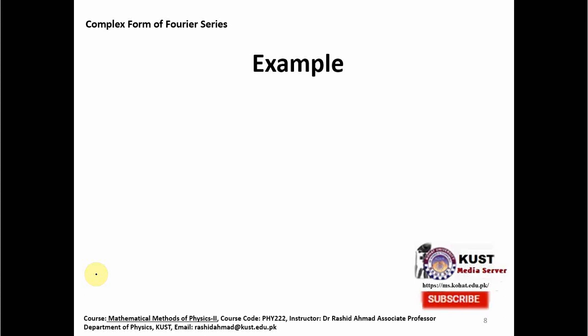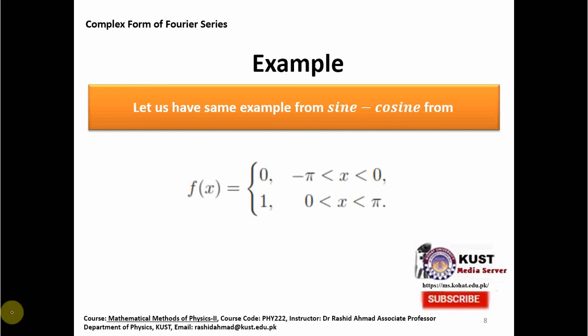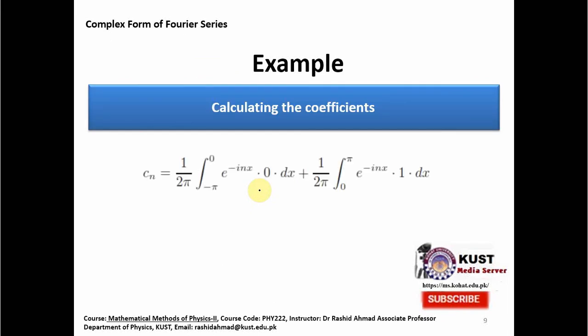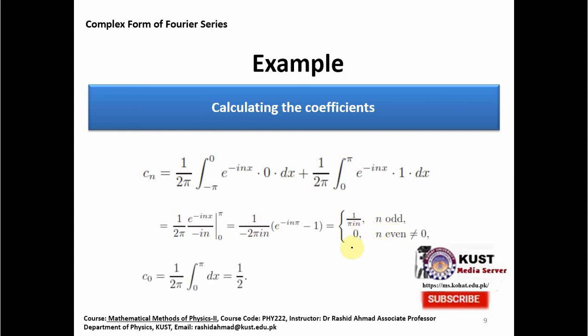So let's check. This is the function we are using, this is the example, and this is the interval. The expansion was in the sine cosine form, but now since we want the coefficients in the exponential form, we need to calculate them. For example, cn: if we calculate its integral, we have to split it as we did in the sine cosine form. After splitting, the first term goes away and the second integral is very simple. You get one value when n is odd and another when n is even, and the c naught value is equal to 1 over 2.